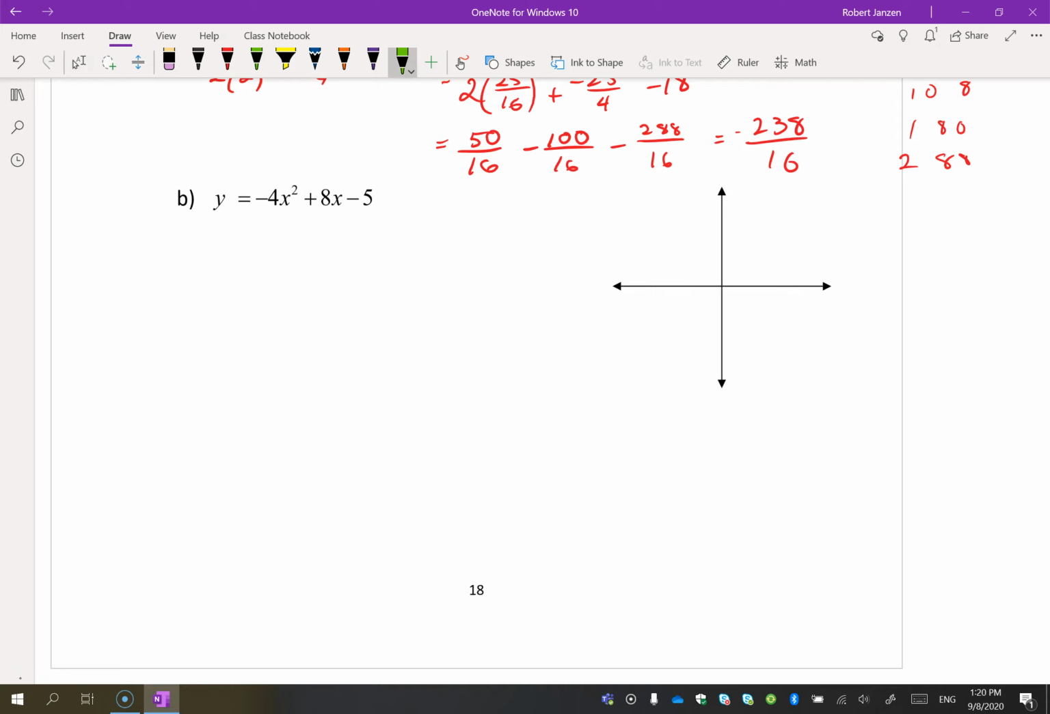Let's try this one. You guys should pause right now and do this on your own. It doesn't do you any good to watch me do it. You have to try it first.